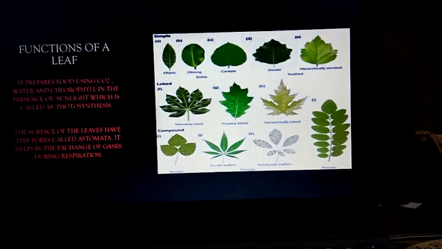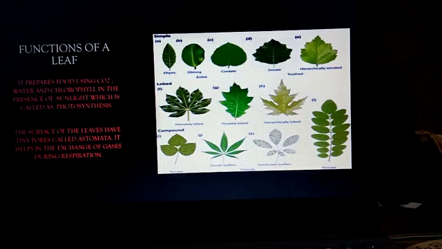When you see the leaves, children, the surface of the leaves have tiny pores. Pores means small holes which you can see only under the microscope. The surface of the leaves have tiny pores called stomata and they help in the exchange of gases during respiration. So what is the function of stomata? The stomata help in exchange of gases during respiration.